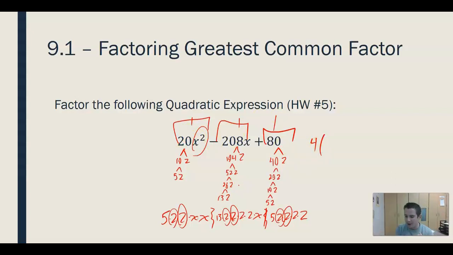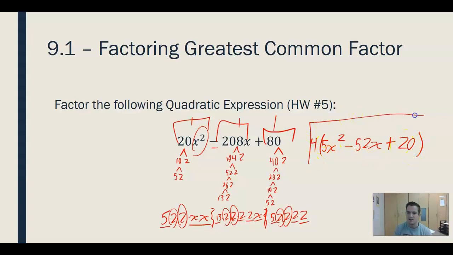Now that I take 4 out of all three of those terms, what do I have left? Well, here I have 5x squared. Here I have 13 times 2, which is 26, times 2, which is 52x. So minus 52x, because I had a minus here. And then plus, 5 times 2 times 2 is 20. So that was the first concept in this unit. The first lesson was factoring out a greatest common factor. So for those questions, I'm done. That's all I needed to do.